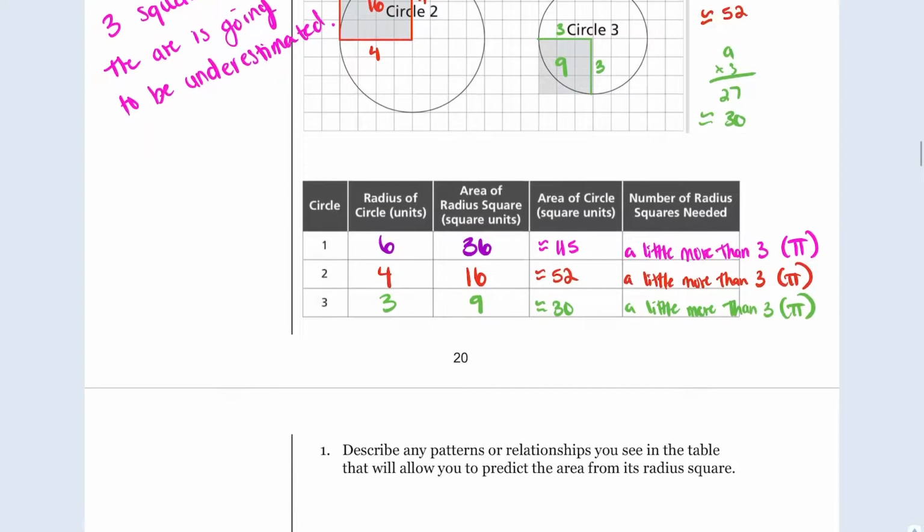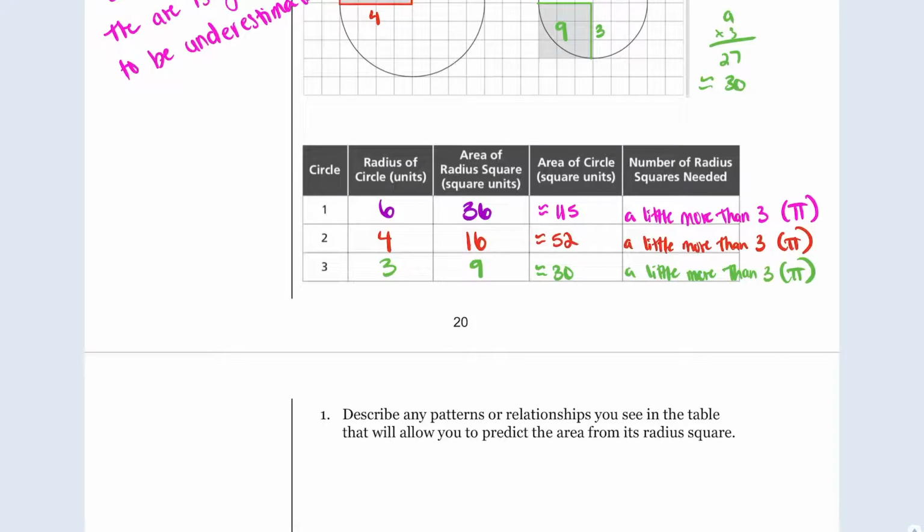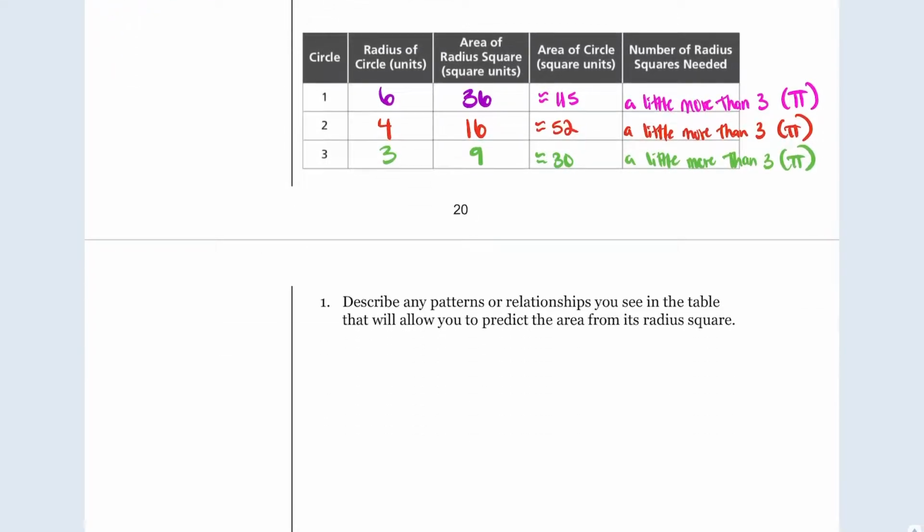Now, let's take a look at question number 1. It says to describe any patterns or relationships you see in the table that will allow you to predict the area from its radius square. So take into account the things that we multiplied to get our approximation for the area, right? That's the only hint I'm going to give you. Think about what are we multiplying to get our area, or the estimate we got for our area, okay? So think about it on your own, talk to a partner, pause the video, do these things now.